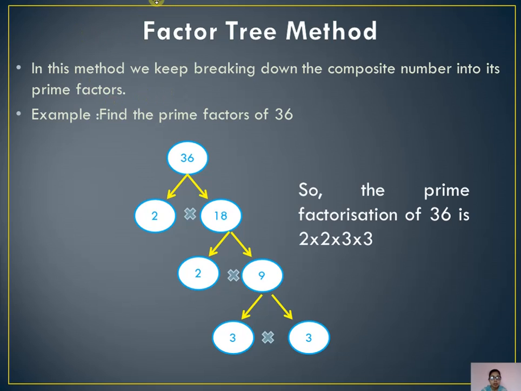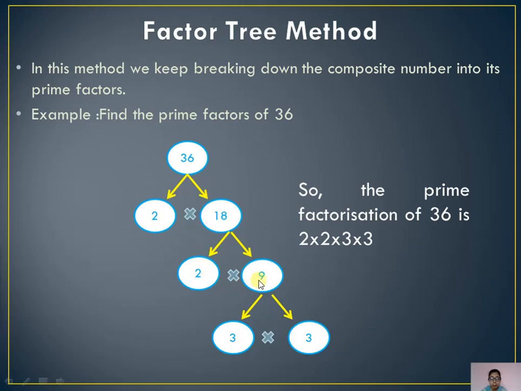For example, find the prime factors of 36. So, here we have to first break down this 36 into two parts, 2 and 18. So 2 multiplied by 18 gives 36. Now, as you can see, we cannot break 2 into two factors. So we will break down this 18 into its prime factors.